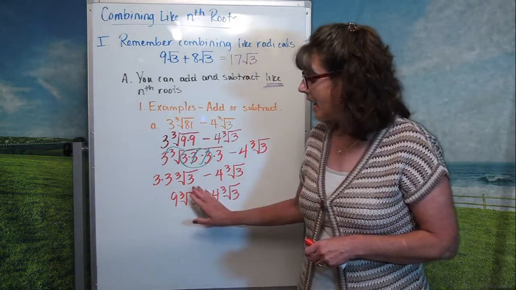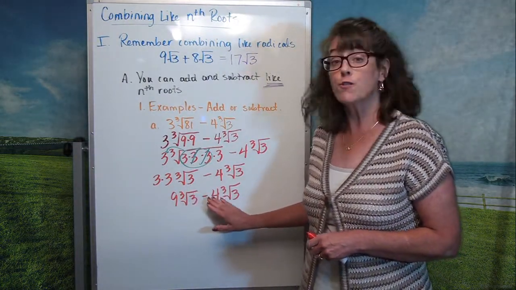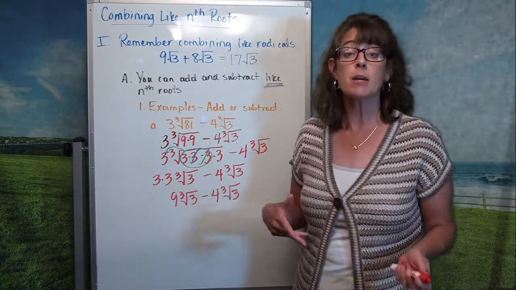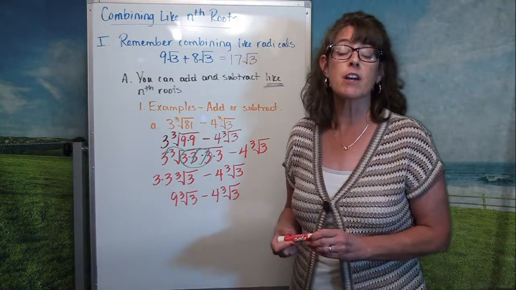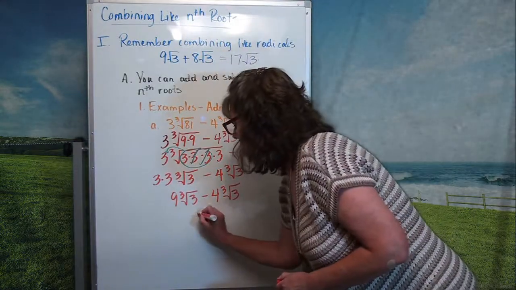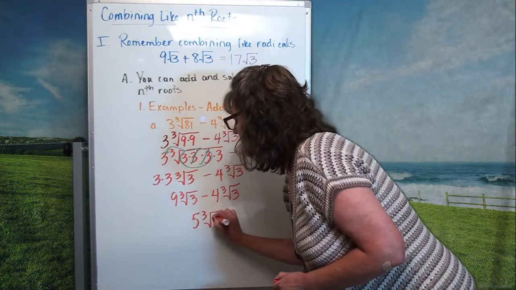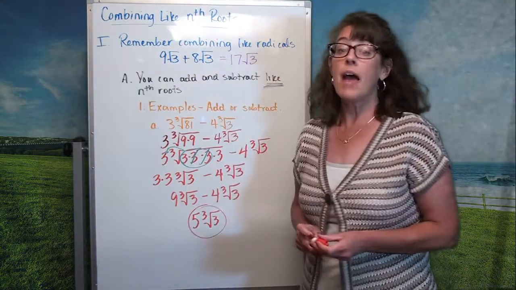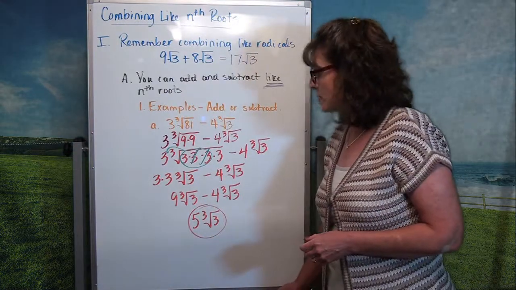So it's like I've got 9 of them, minus 4 of them. Well, if I have 9 of them, I take out 4 of them. How many of them are left? 5 of them. So I have 5 of these cube roots of 3. And that is how I'm going to combine those.